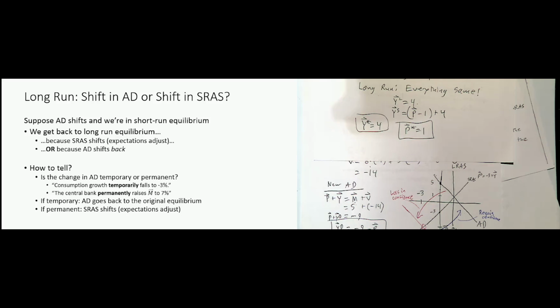Firms started expecting faster inflation, and so the SRAS curve moved. The second example we saw was the second case, where AD simply shifted back. How did we know that? Because it was temporary, right? And so this is what keyed us off.